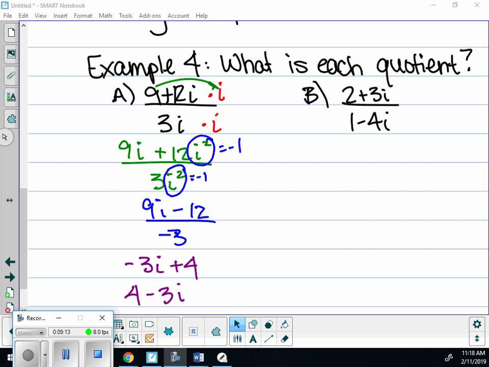So if you have a division problem where you just have a number and an i on the bottom, or just an i on the bottom, multiply by i on top and bottom and simplify. But what happens if we have a problem like B? We are dividing by something like 1 minus 4i. In this case, you are going to multiply by the conjugate. So the denominator is 1 minus 4i. You are going to multiply the top and the bottom by 1 plus 4i.